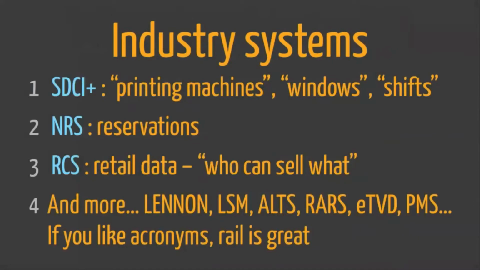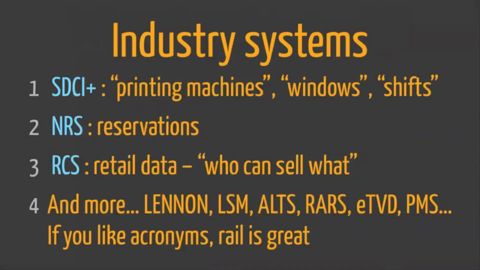So moving on with journey planning out of the way, I'm going to briefly cover some of the systems that you might need to interact with to actually sell tickets. For keeping track of sales, the rail industry has a system called Lennon. It stands for Latest Earnings Networked Nationally Overnight. If you hadn't noticed, rail really likes acronyms, so this is just one of many.